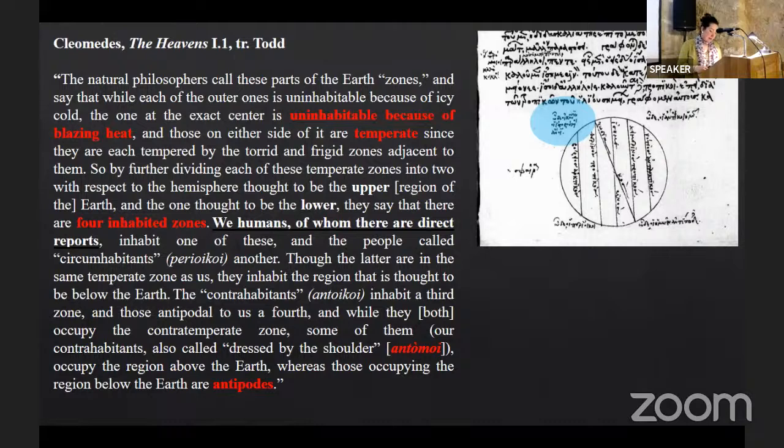Cleomedes writes, the natural philosophers call these parts of the earth zones and say that while each of the outer zones is uninhabitable because of icy cold, the one at the exact center is uninhabitable because of a blazing heat. And those on either side of it are temperate since they are each tempered by the torrid and frigid zones adjacent to them.